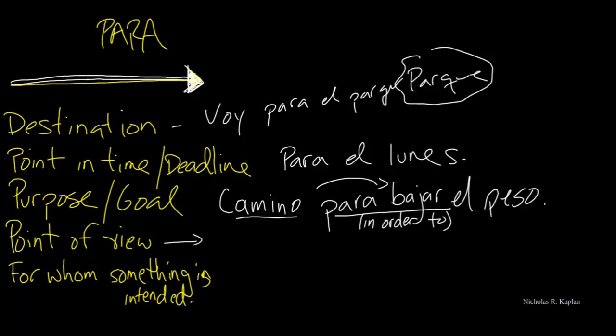Point of view. If I wanted to say for me, para mí. For whom something is intended. So if I showed up and I had a gift in my hand, if you ever wanted to show up and give me something, you could give me a Mini Cooper. But I can't give you a Mini Cooper because I just don't have that much money. But I could say, this gift is for you.